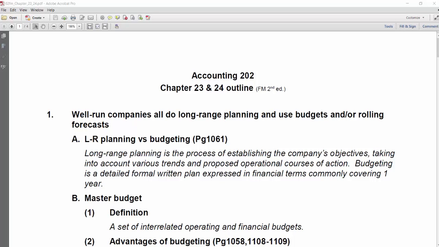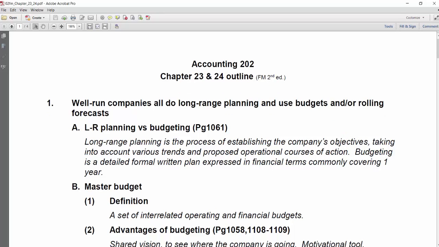In this video, we'll dive into chapters 23 and 24 on budgetary planning, control, and responsibility accounting. Most well-run companies do long-range planning and they use budgets or rolling forecasts. Long-range planning and budgeting are not exactly the same thing, but they're closely related. In long-range planning, the company tries to set their objectives and take into account various trends, and in budgeting, they try to set a formal written plan expressed in financial terms. A master budget is a budget that includes a set of interrelated operating and financial budgets, which we'll discuss shortly.